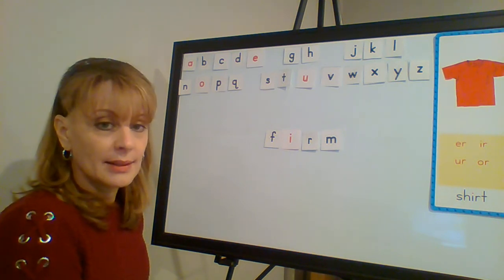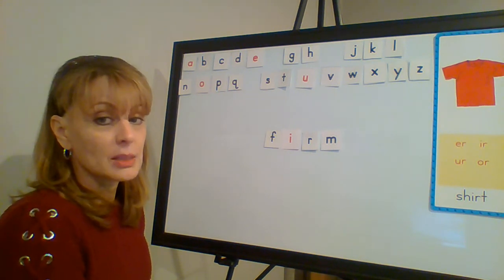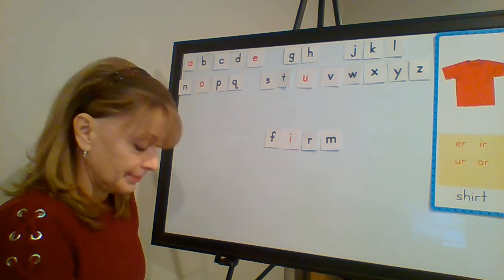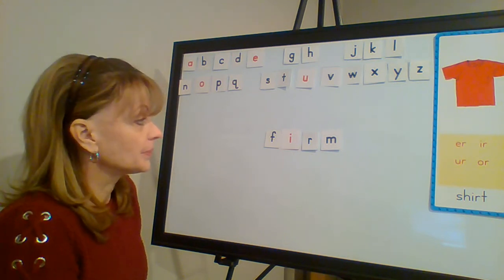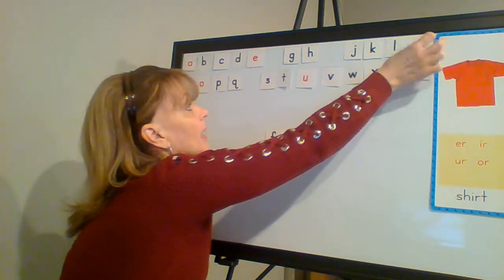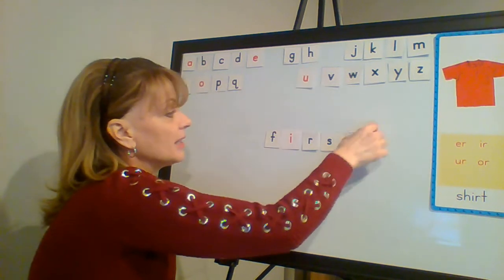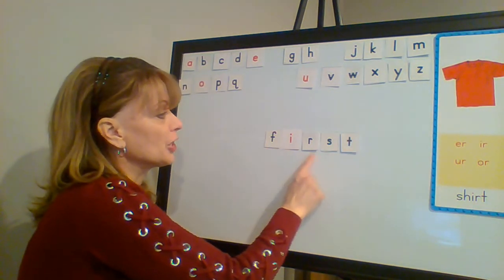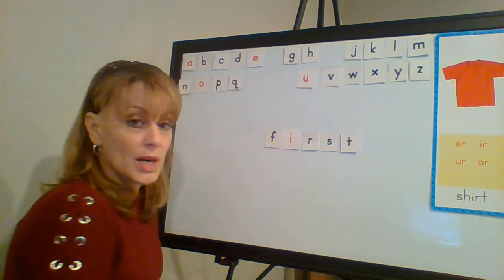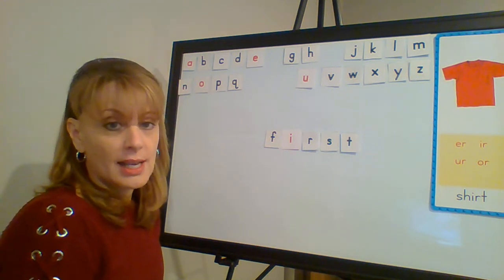First. Take off 1 letter, replace it with 2 letters to spell the word first. Well, you should have taken off the M and replaced it with S and T. First. 1, 2, 3, 4 phonemes. You have the word first.